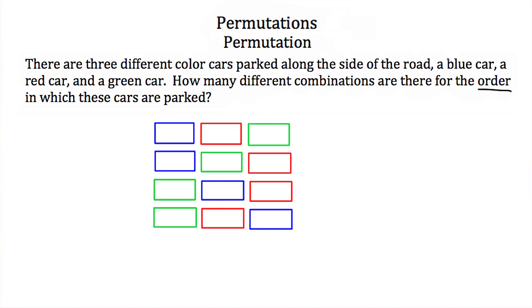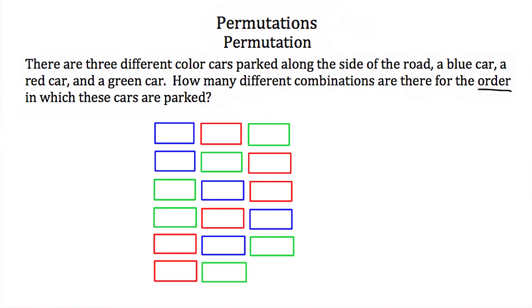Now the last two different combinations of how these cars can be parked would involve the red car being parked first. In one instance, the blue car would follow, and then the green car. The other option states that the green car would follow the red one, and then the blue. So there are 6 different combinations for how the 3 different cars can be parked.